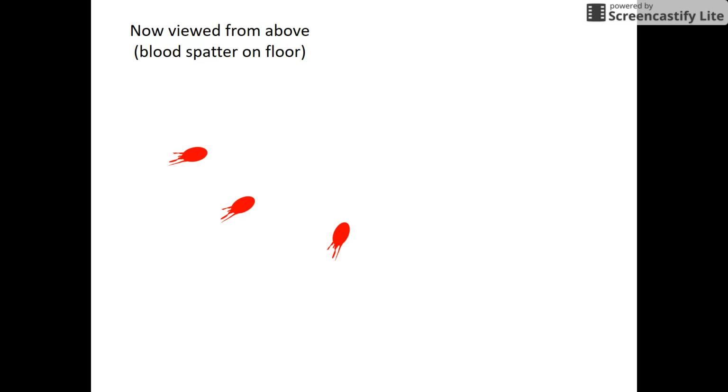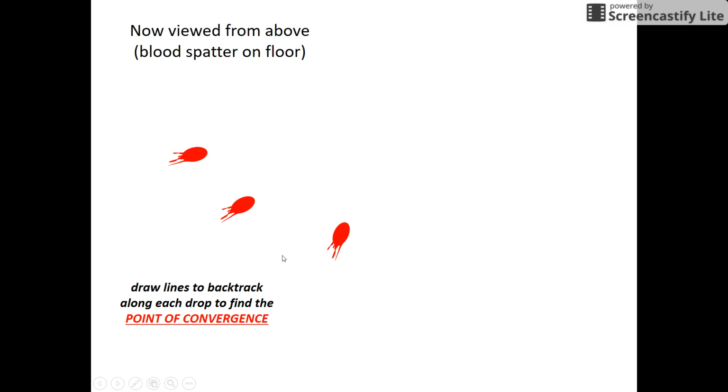This is something you learned at the end of Forensics 1. What you can do is you can backtrack. You can draw lines going backwards along each drop to find what's called the point of convergence. Now these blood drops were traveling this way and this way and this way because you know that the spines point in the direction the blood was going.